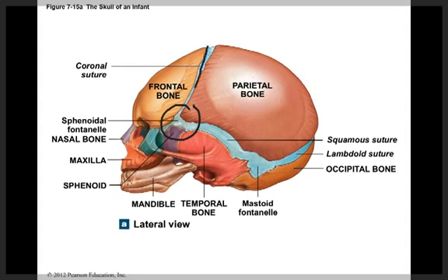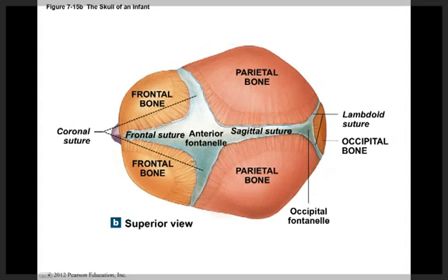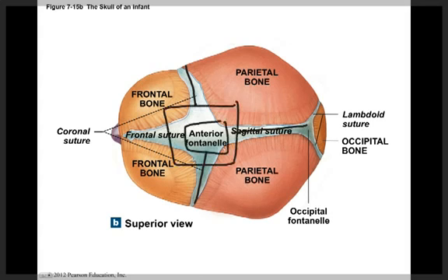Where the coronal suture meets the squamous suture, we have the sphenoidal fontanelle. Where the squamous suture meets the lambdoidal suture, we have the mastoid fontanelle. On this superior view, we see where the coronal suture meets up with the sagittal suture in this large fontanelle that's called the anterior fontanelle.